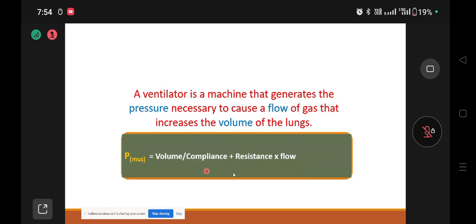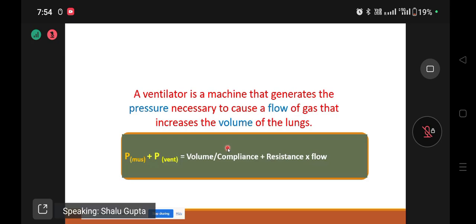And I think I've already told you, the pressure is volume upon compliance plus resistance, but you know that there are ventilatory tubings and other circuits. So pressure is also required to overcome resistance to flow through these ventilator tubings. So it adds on to the total amount of pressure which is actually required to flow the gas through and increase the volume of the lung.